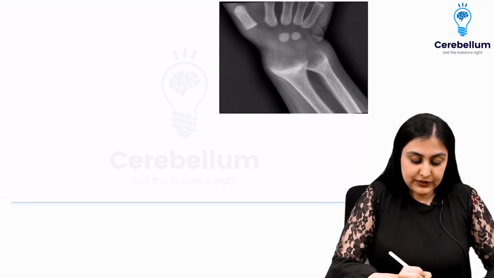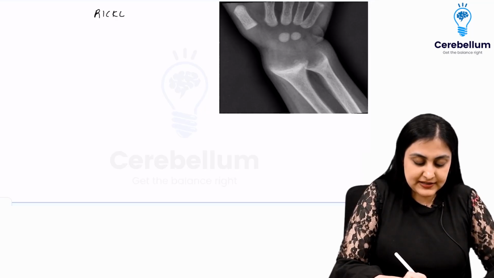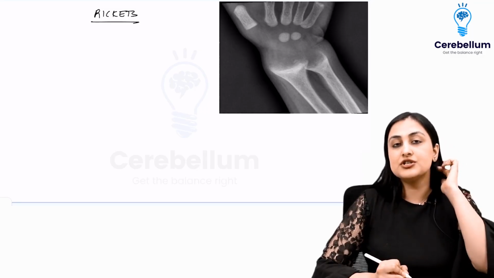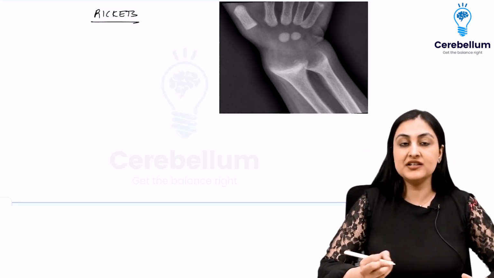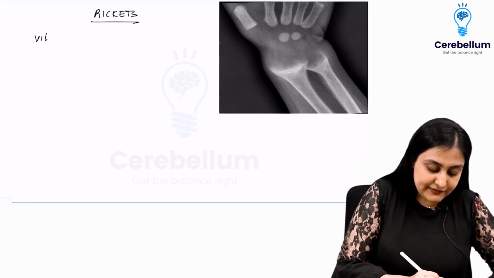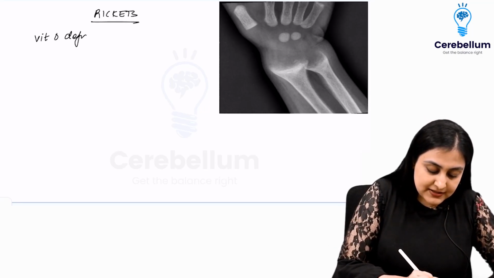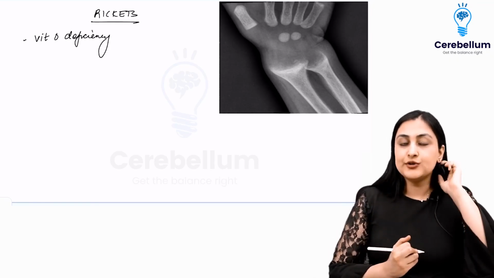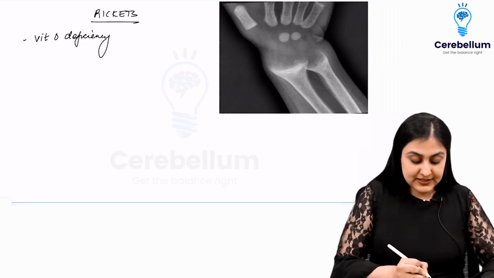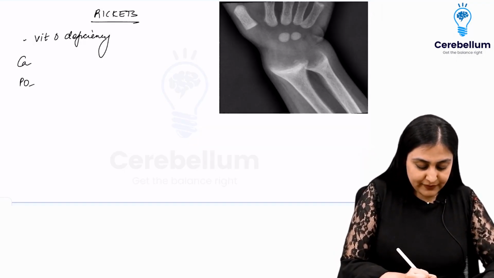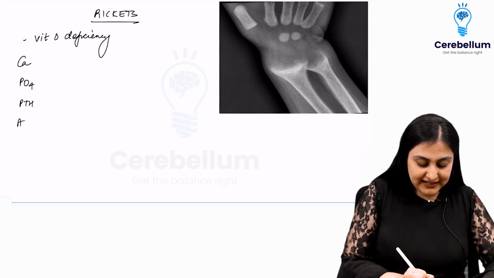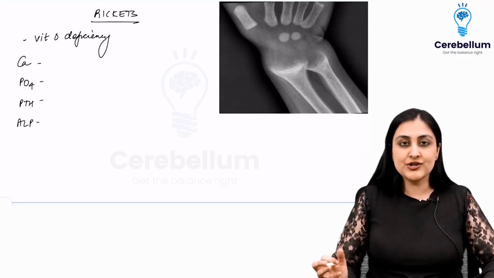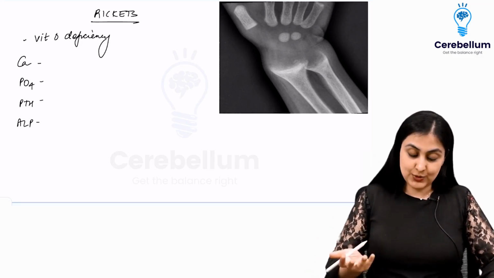So now beginning with the first important disease here, that is rickets. Rickets, as you know, is a vitamin D deficiency in the growing skeleton. So in a child, if you have vitamin D deficiency because of any reason, that is rickets. So now what does vitamin D deficiency lead to as far as the biochemical profile is concerned? What happens to calcium, phosphate, PTH and ALP? These are the four markers that are frequently going to be given to you in the question or going to be asked to you as questions.